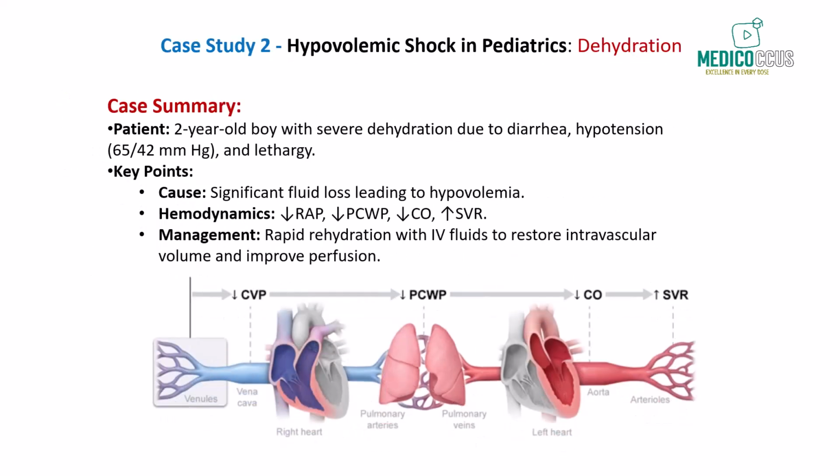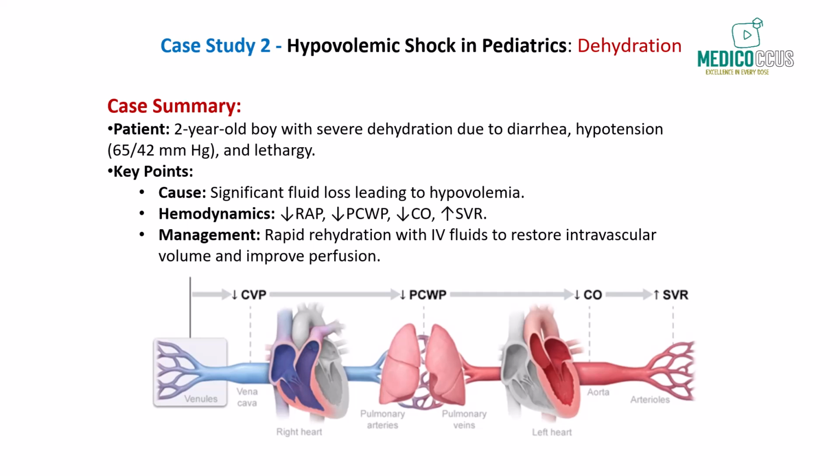Okay, another hypovolemic shock case in pediatrics here. Let's consider a 2-year-old boy who presents with severe dehydration after several days of poor oral intake and diarrhea. His blood pressure is critically low at 65/42, and he is lethargic with signs of poor perfusion, such as dry mucous membranes and sunken eyes. This scenario is indicative of hypovolemic shock due to significant fluid loss.